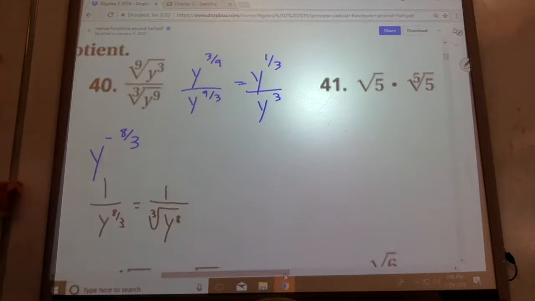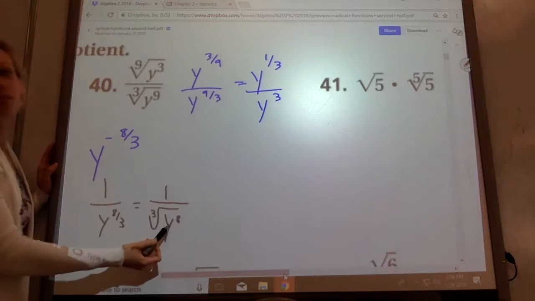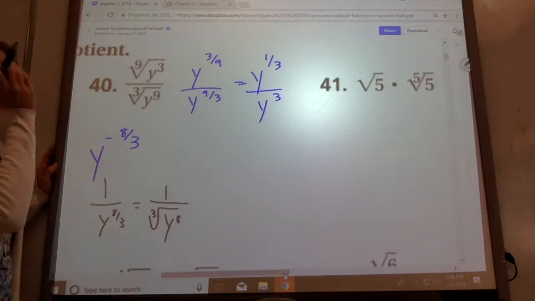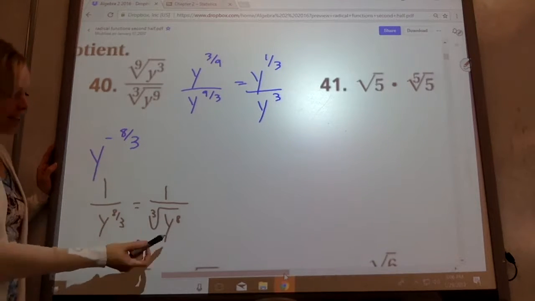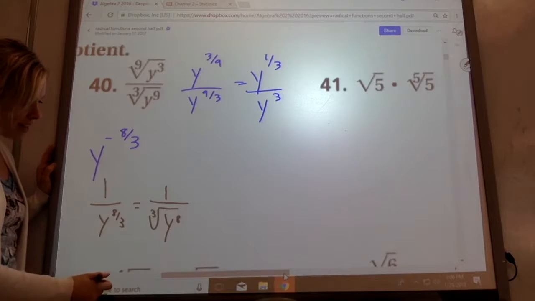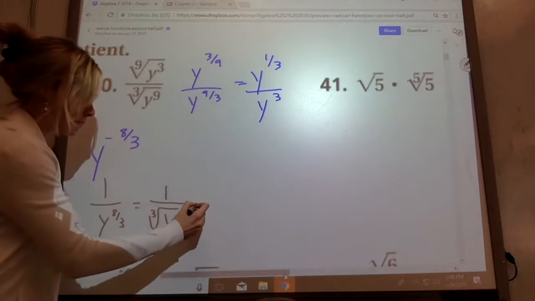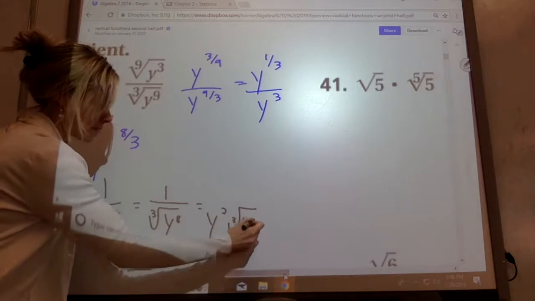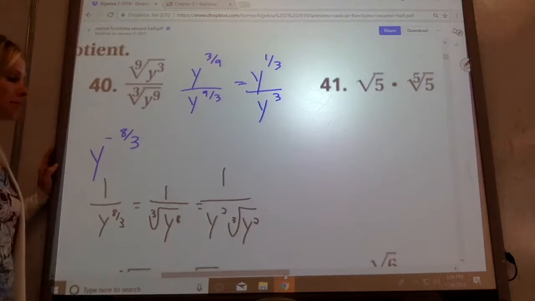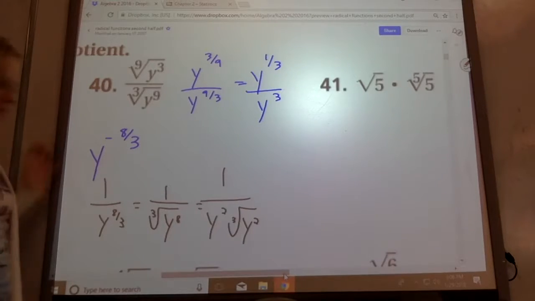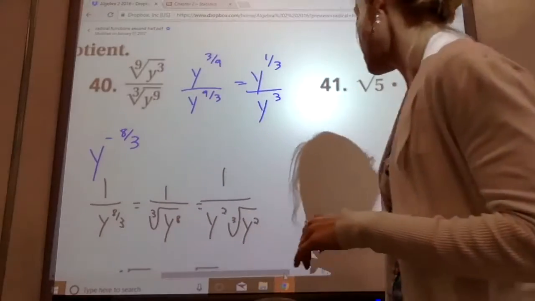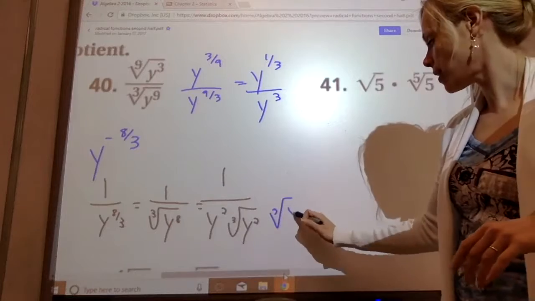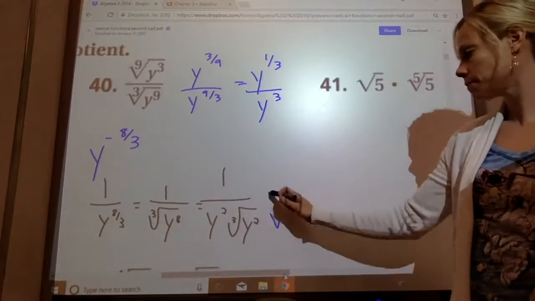Why can't we leave it as that? Because when we get the y's, it gives us negative problems up here. I have 8 y's. How many groups of 3 is that? So 2 y's. Y squared. Right? Multiply top and bottom times cube root of y, because if I have 2 y's, I need 1 more.